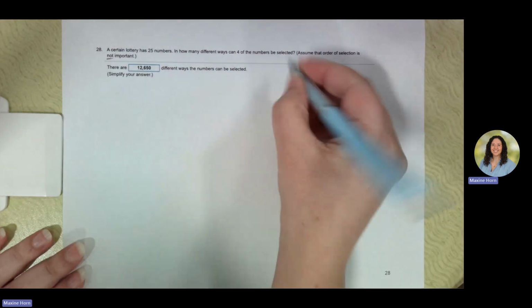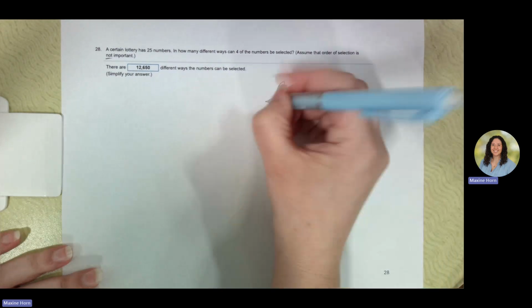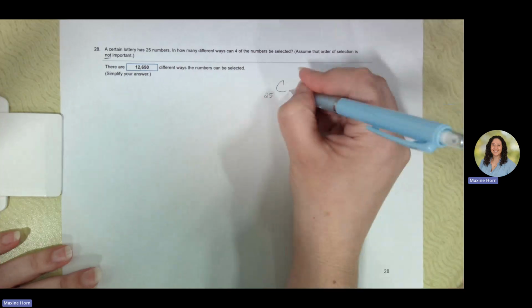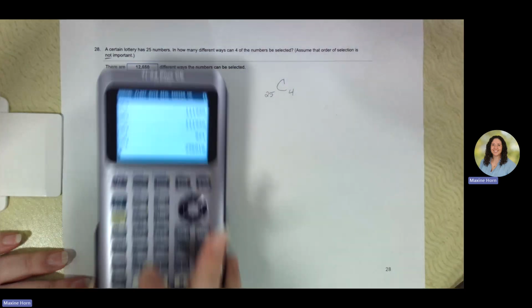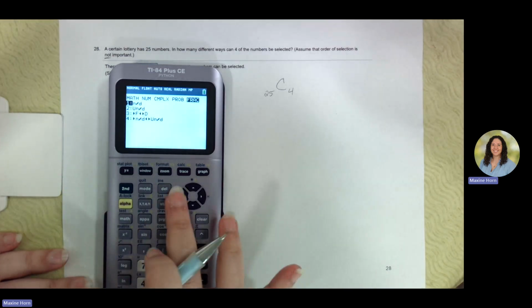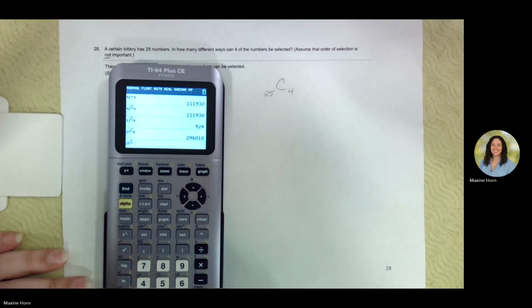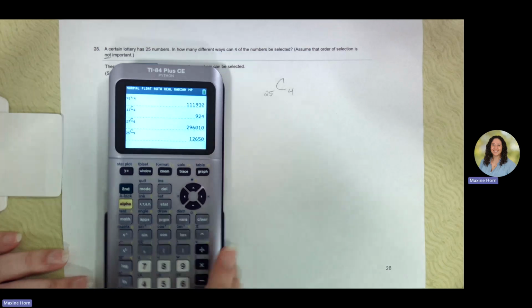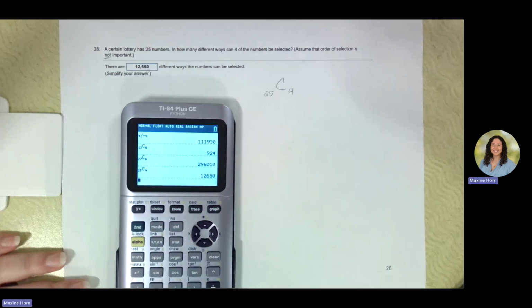Okay. And then last question. A certain lottery has 25 numbers. How many different ways can 4 of the numbers be selected? Assume that the order of selection is not important. Not important. This is combination. Okay, we've got 25 numbers and we're choosing 4 of them. So again, we're just plugging it into the calculator. Let me make sure that I have the right number of numbers. And that's how they're getting that number.